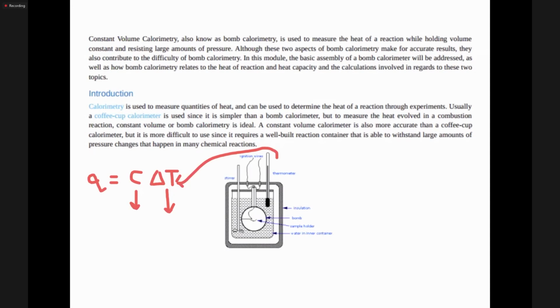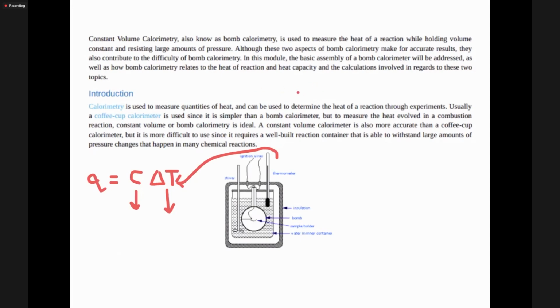The measurements are typically carried out under two different conditions. First one is at constant volume, and the second one is at constant pressure. So Qp will be Cp into delta T, and Qv will be Cv into delta T. So it can be carried out at constant volume, or it can also be carried out at constant pressure. Now, although there are many aspects of bomb calorimetry that are made for accurate results, they also contribute to the difficulty of bomb calorimetry too.